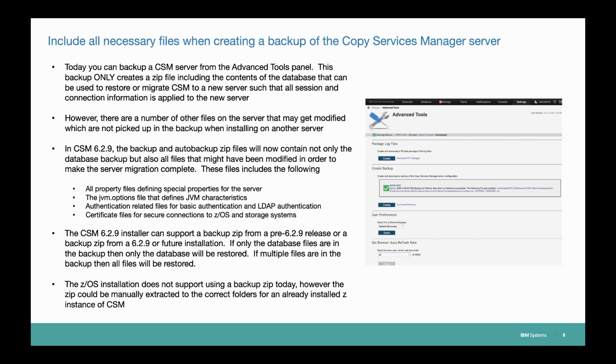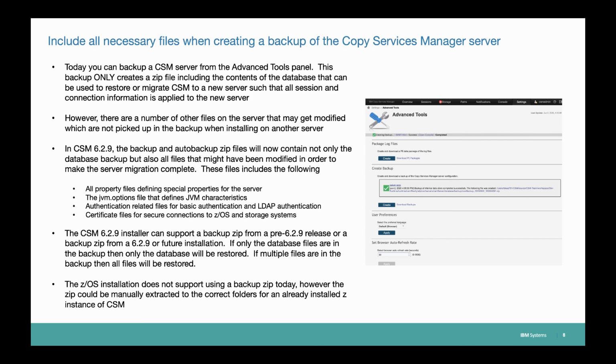But the problem was the backup was really just a backup of the database. We never had an all-encompassing backup that included any property files, because you may make property file changes, JVM option changes, LDAP or basic authentication changes, certificate changes. All those weren't included in the backup. So if you took that backup and used it on a migrate to an install on another server, you would have to make all those separate changes, copy the files over, etc., manually.